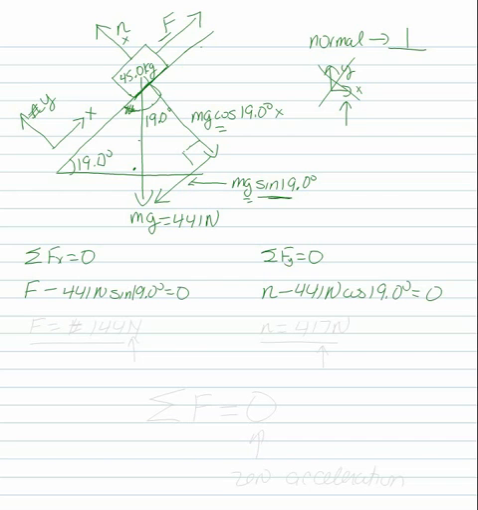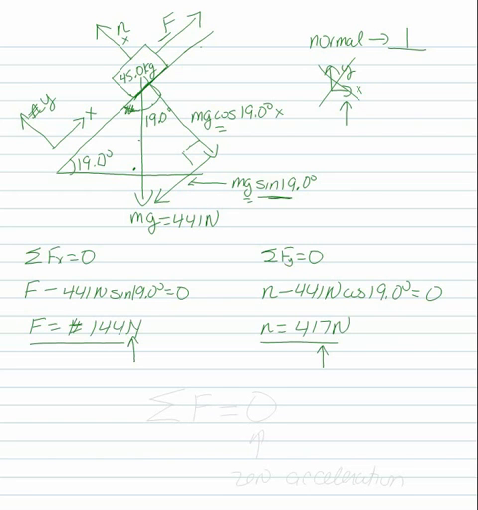We can now solve for our two values. F is 144 newtons, let me draw the number correctly. N is 417 newtons. These are our two answers. This is the force the man must exert on the sled to hold it. This is the force the hill exerts on the sled.